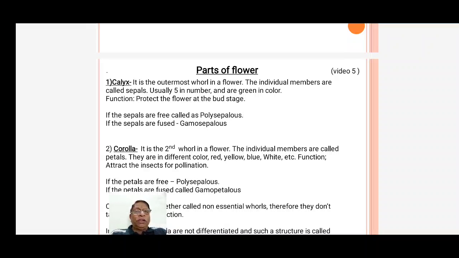The main function of petals is to attract the insects for pollination. That's all about corolla. If the petals are free, then we call it polypetalous.